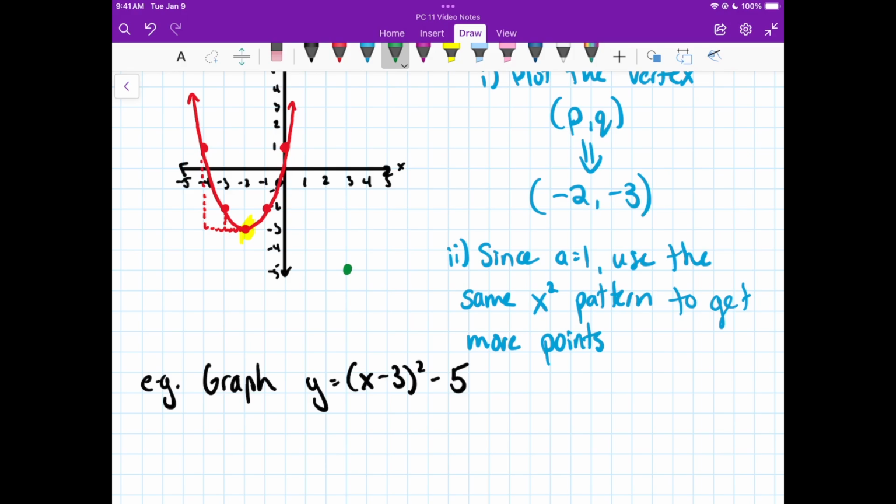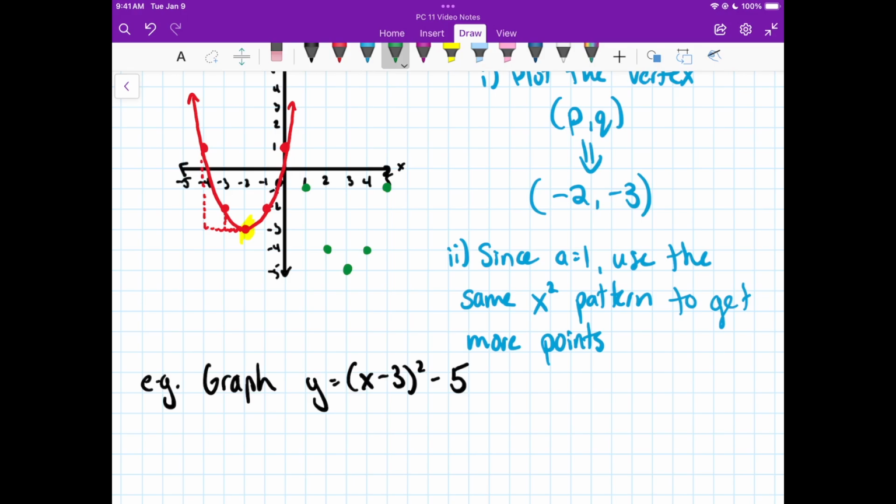From there, we're going to use our pattern. So A is still 1 in this case, which means we're going to go up 1 and over 1 on both sides. So left 1, up 1, and right 1, up 1. Then we're going to go left 2, up 4, and right 2, up 4. Again, always from the vertex. You're not going from one point to the next. It's always from the vertex and outwards.